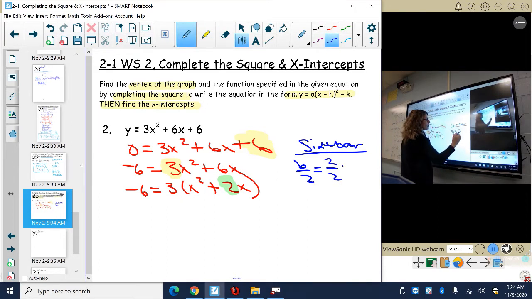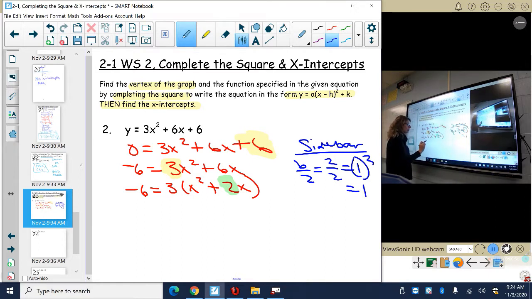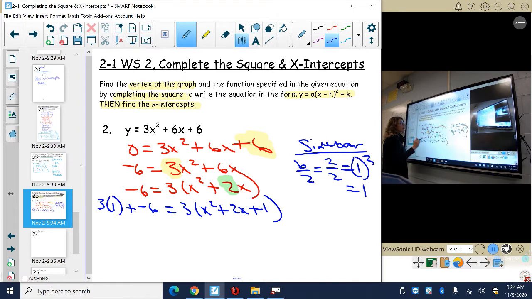So 2 divided by 2 is going to be 1. I'm going to square that to give me a 1. 1 is what I'm adding to both sides. So that's x squared plus 2x plus a 1 inside the parentheses. But what I'm actually adding is 3 times that 1. Where did that 3 come from? Right here. Okay? So this is going to be 3 minus 6 is equal to 3 times.